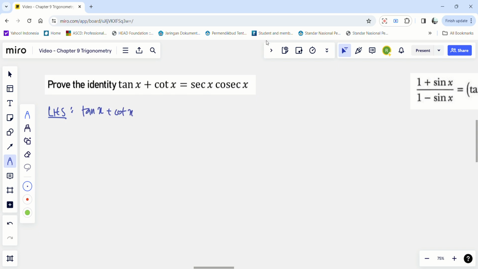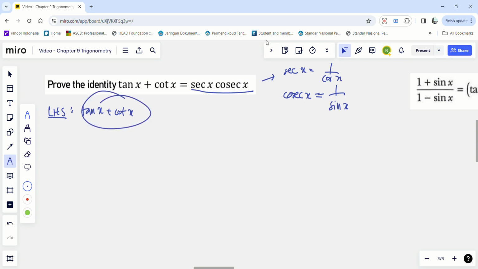And then, by keeping my eye on the goal, I need to check what the goal is. The goal is about secant x and cosecant x. So I'll need to keep in mind that secant x is 1 over cos, while cosecant is 1 over sine, right? So in other words, whenever I play along with this, I want to come to the conclusion of having cos and sine as the denominator.